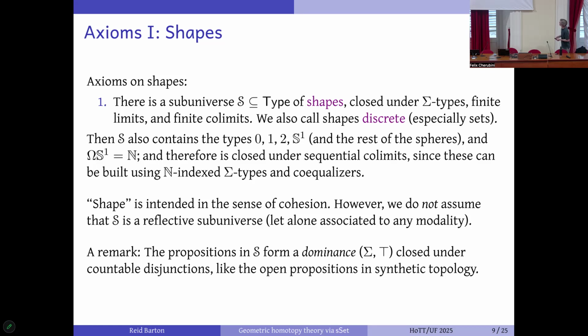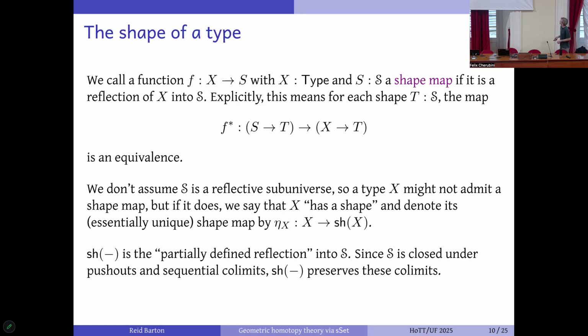Okay, so I said we don't assume that S is reflective, but still the whole strategy is to take a type and try to reflect it into the subuniverse S. There could be some types where we can do this, and I'm going to introduce some terminology for this. If I have a map from a type X to some type S, which is a shape, then I call it a shape map if it's a universal such map. So for any other shape T, giving a map from S to T is the same as giving a map from X to T.